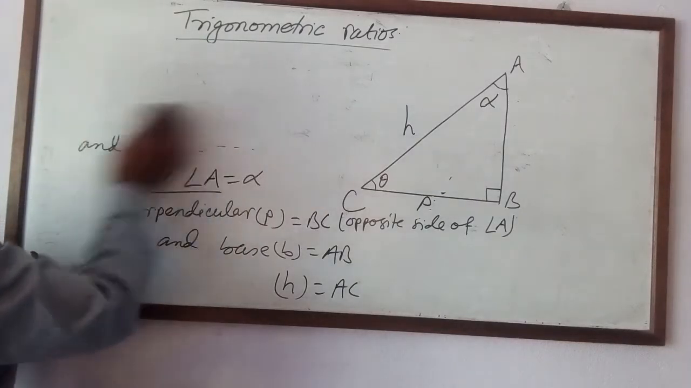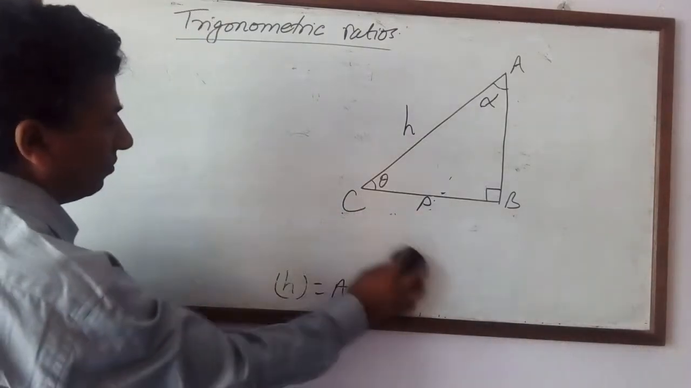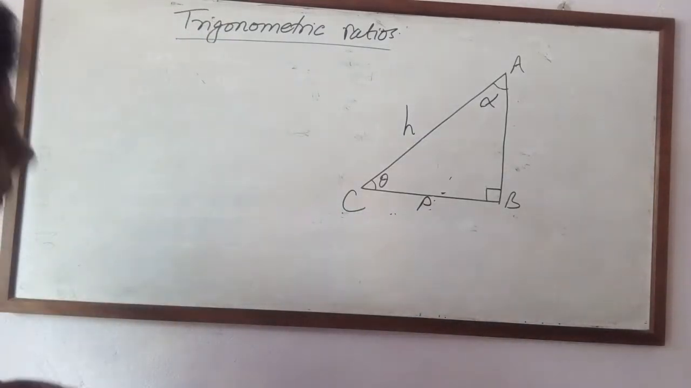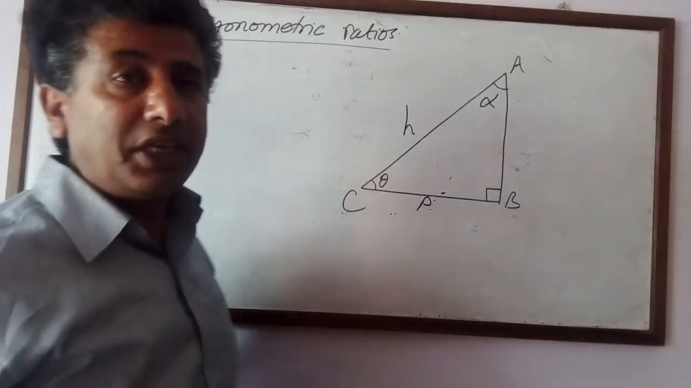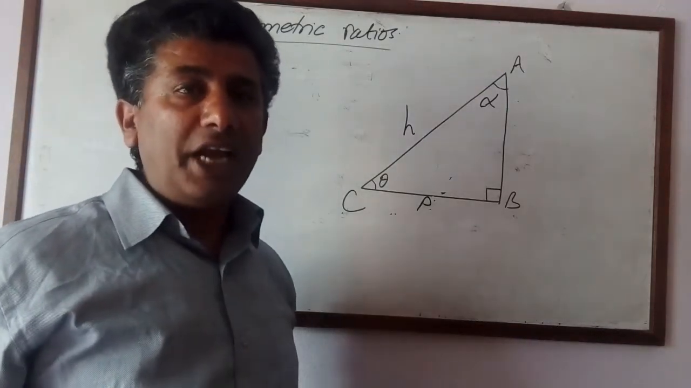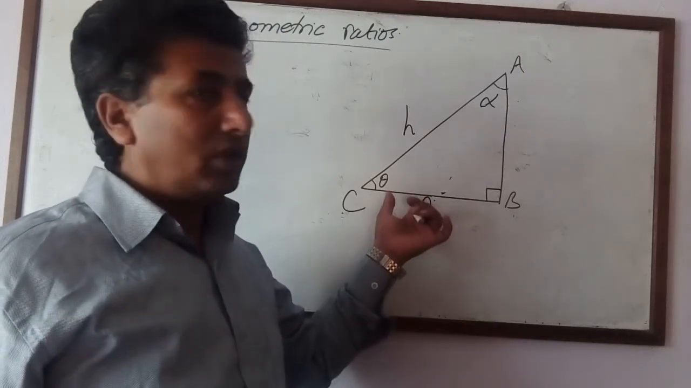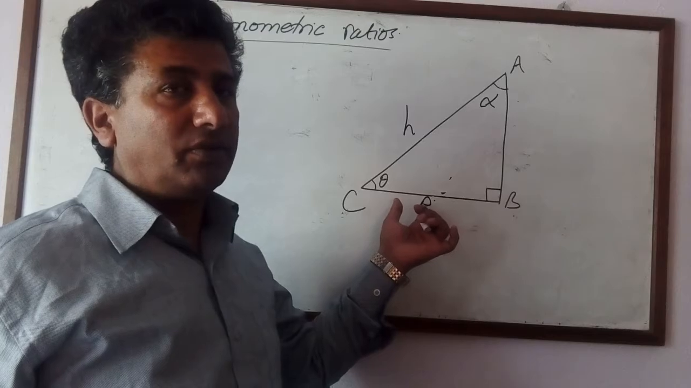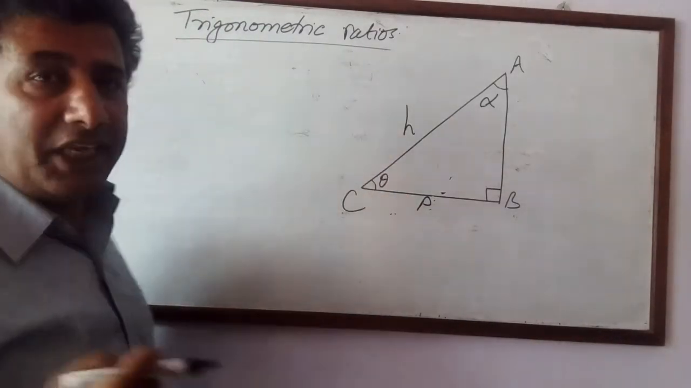Trigonometric ratio means ratio of sides. What is called trigonometric ratio? Trigonometric ratios means ratios of sides of a right angle triangle with respect to an angle. Now sine and the others have their special names.